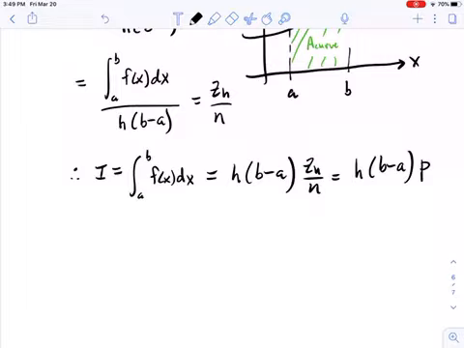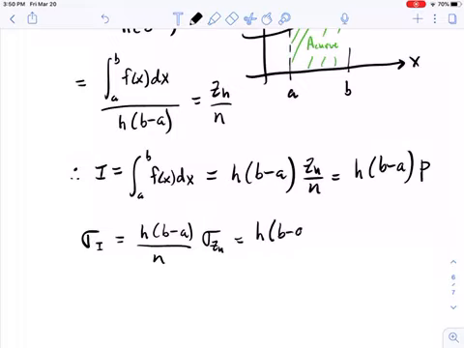Okay, what about the uncertainty in the integral? The uncertainty in the integral is equal to h(b minus a) over n times the uncertainty in z. But we saw from our calculation of pi example that from the binomial distribution, the uncertainty in z is root n p(1 minus p).